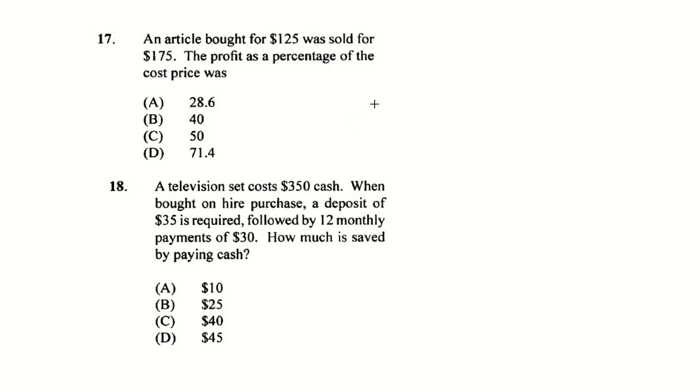Number 17, an article bought for 125 was sold for 175. What is the profit? So first off, the profit is $50, and they want it off the cost price, which is 125, multiplied by 100 over 1. 25 into 125 is 5. 5 into 5, 1. 5 into 100 is 20, times 2 is 40. This is a repeated question. D is the answer, 45.